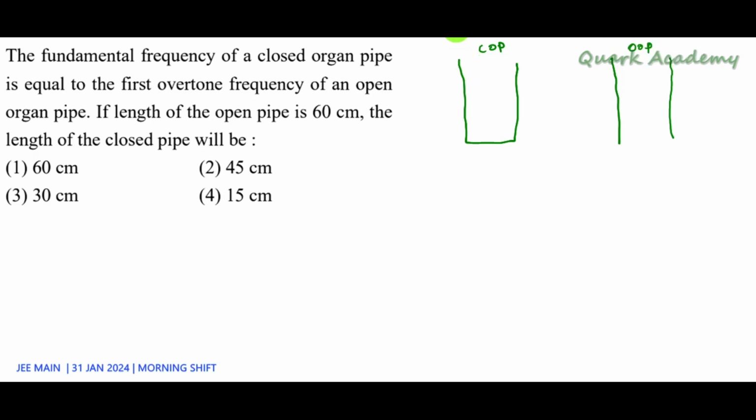Let's see how the fundamental looks in a closed organ pipe. The standing wave pattern will look something like this. This is an antinode and this is a node. So the distance between antinode and node is lambda by 4. Now let's consider the length of this closed organ pipe is L1. So lambda by 4 equals L1, or lambda equals 4L1. Let's consider this is lambda 1.